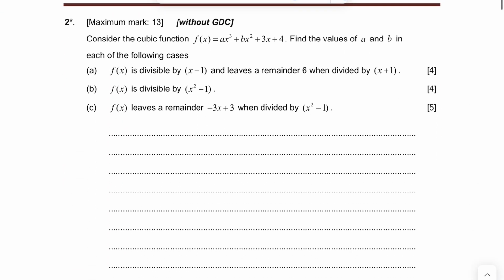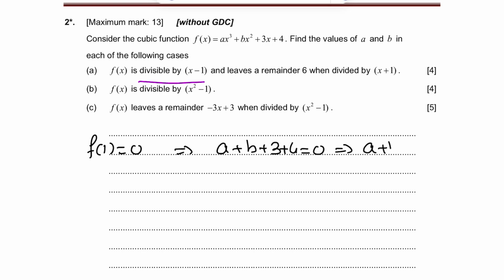Question number 2. Consider the cubic function. Find the values of a and b in each of the cases. If f(x) is divisible by x minus 1, it is divisible by x minus 1 means f(1) should be equal to 0, which gives me a plus b plus 3 plus 4 equals 0, which implies a plus b equals negative 7.